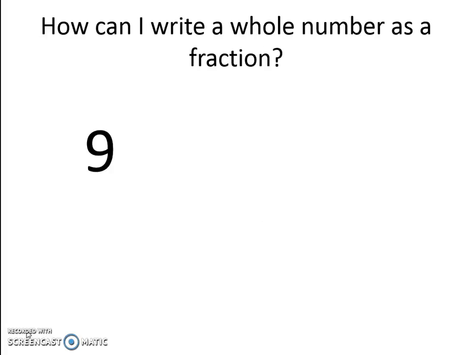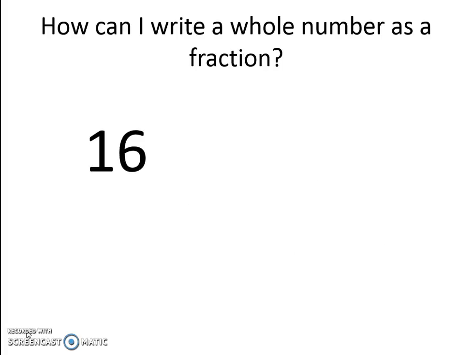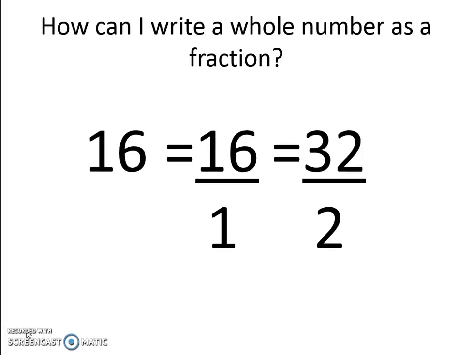Next is the number 9. 9 over 1 equals 9. 9 times 2 is 18. 1 times 2 is 2. So 18 over 2 also equals 9. And 27 over 3 also equals 9. Finally, we'll do it with the number 16. 16 over 1 equals 16. And 32 over 2 also, when simplified, equals 16.